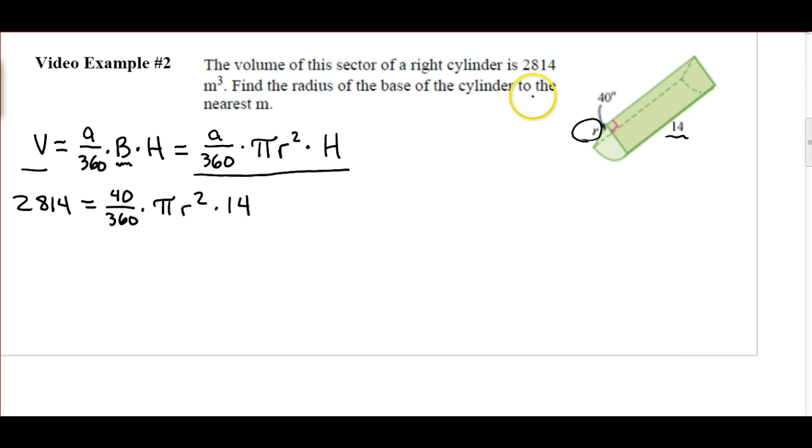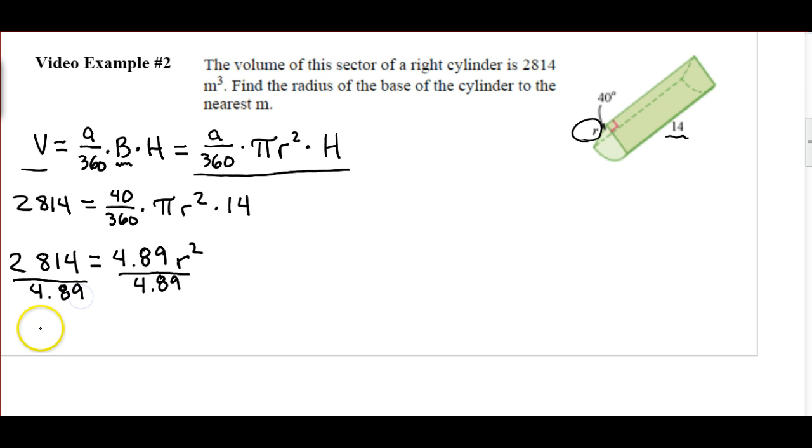Okay, since it says find to the nearest meter, I'm going to go ahead and multiply 40 over 360 times pi times 14. So I get 2,814 is equal to 4.89 r squared. Then I'm going to divide both sides by 4.89. And I get that r squared is 575.46.